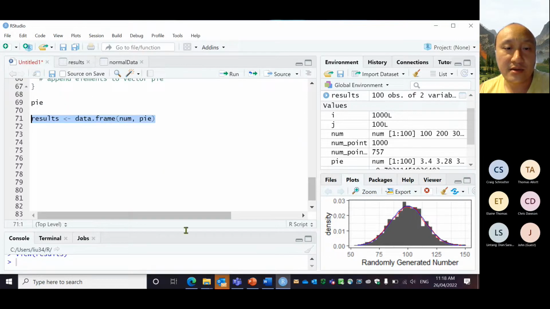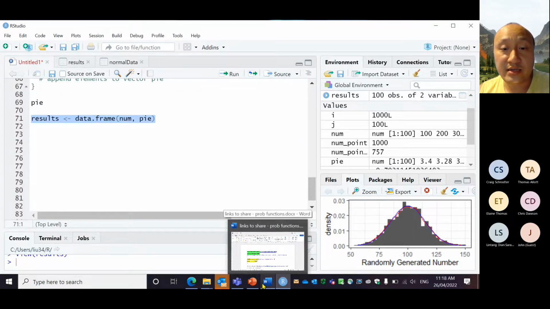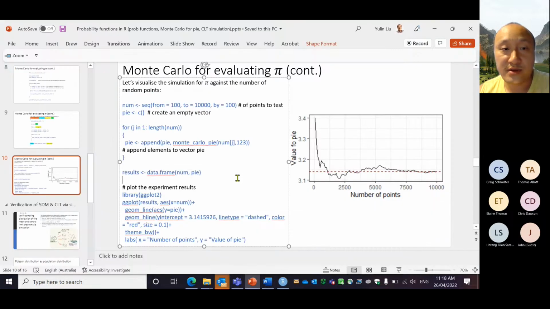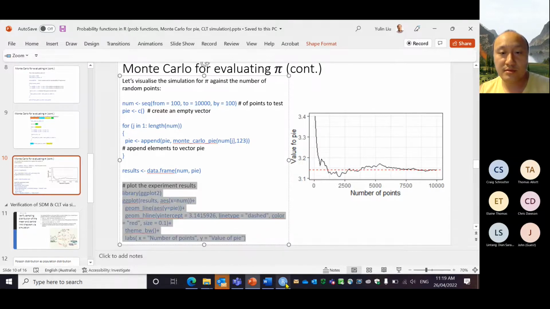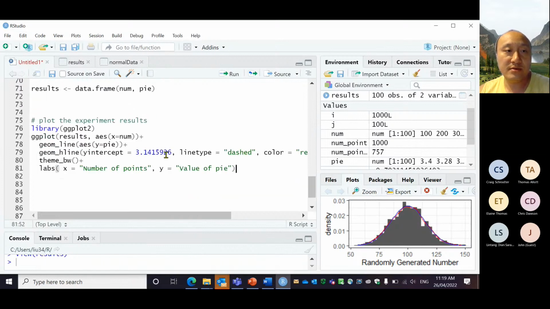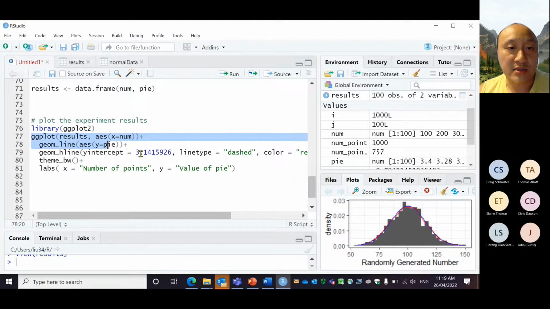Okay, given this dataset, we can easily plot the run line chart, with a reference line of the true pi value. I don't think I need to load ggplot again because I just loaded it before, so just run this charting code directly.